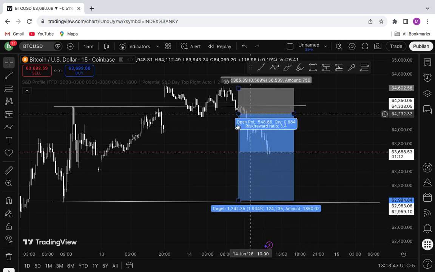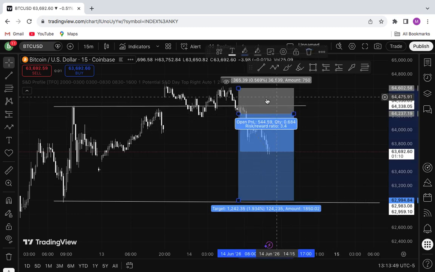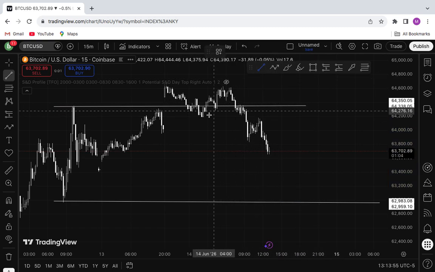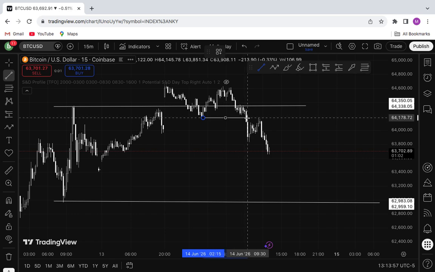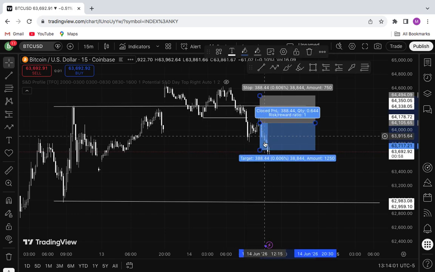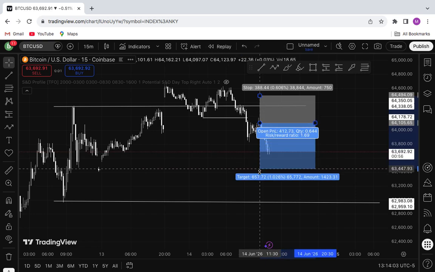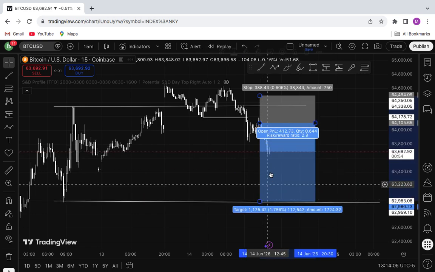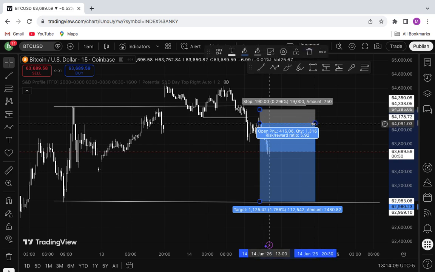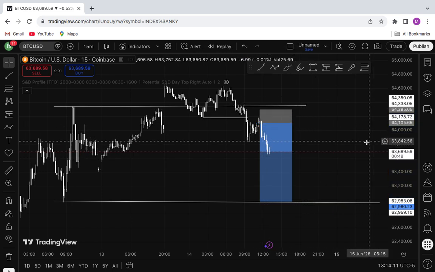And if you never took this entry up here, you will still have another entry here, a market structure shift. You still see here you have a market structure shift, price pullback, and you still have another entry here, targeting the low, stop loss slightly above, and you will still have this.